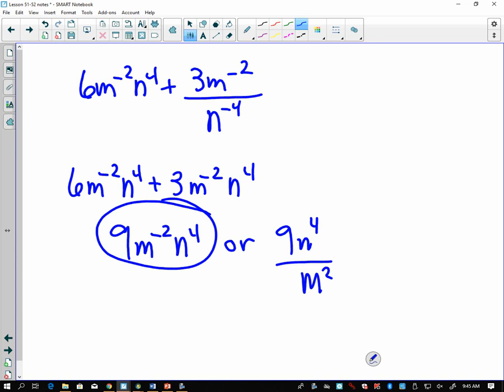Okay, anything from lesson 52? Or do we feel like we kind of got a handle on the point-slope form? Okay, all right, then I will close shop here.